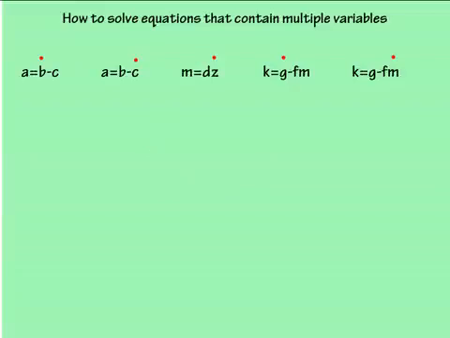So we have 5 examples here, and the dots represent what variable we're going to solve for. So we have PEMDAS in reverse. All right, let's look at a equals b minus c. Do we have addition or subtraction here? Yeah, we do. We have a subtraction of c. We want to get b by itself.